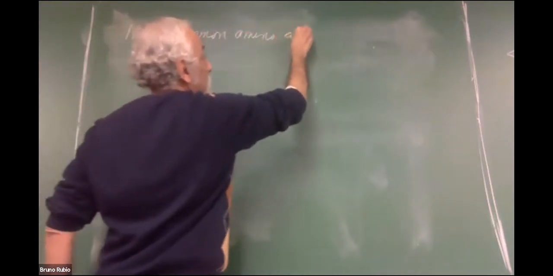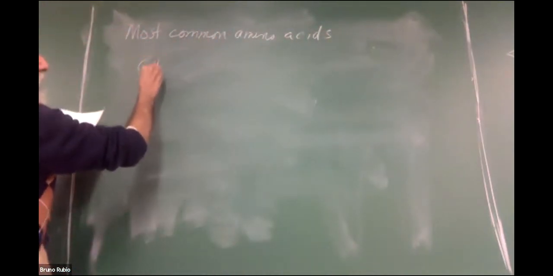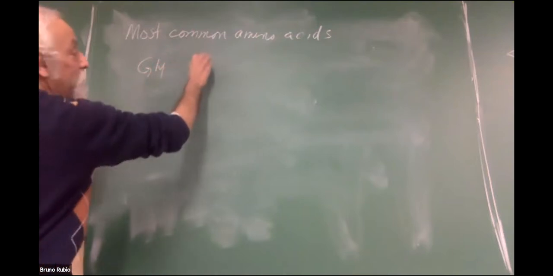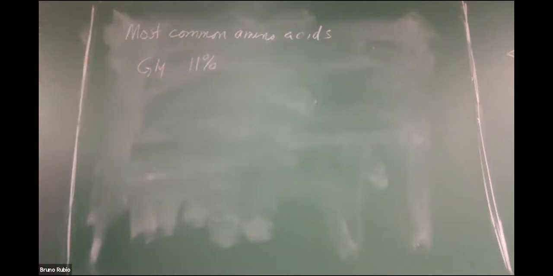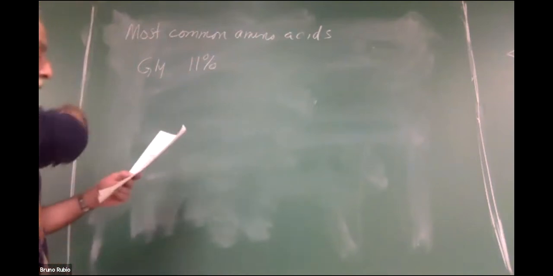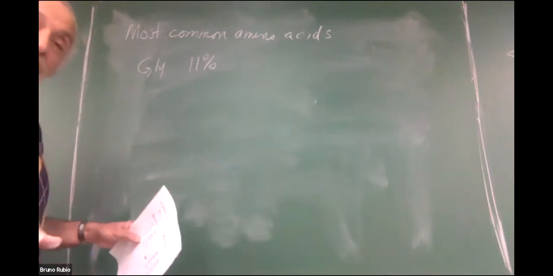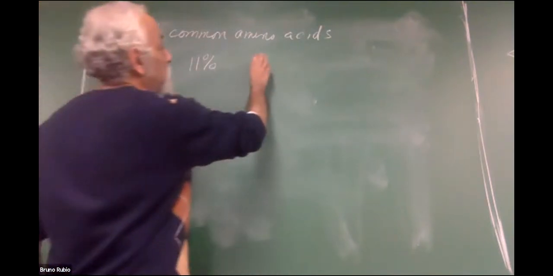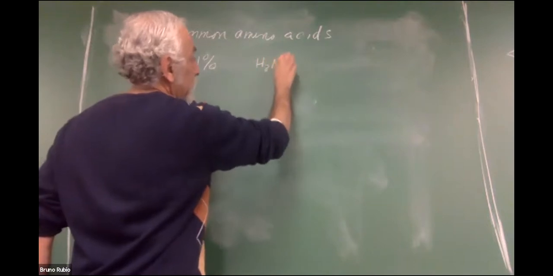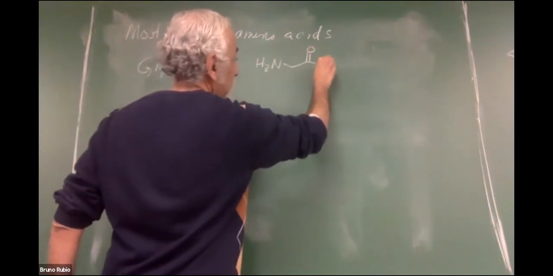The most common amino acids. This would be glycine, about 11% of protein is glycine. And I haven't memorized the structures of all of these amino acids. I know a lot of them, but I don't really know all of them. But I know this one. So glycine is just this.